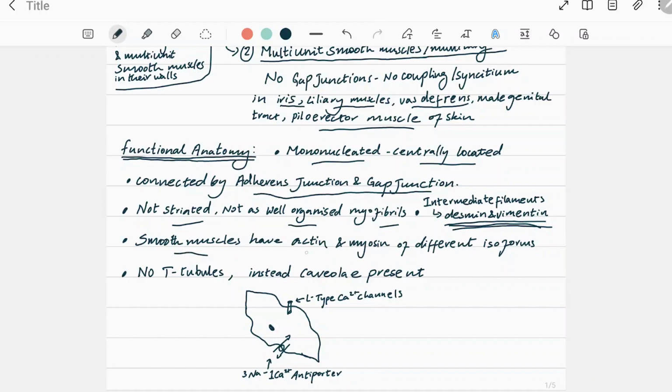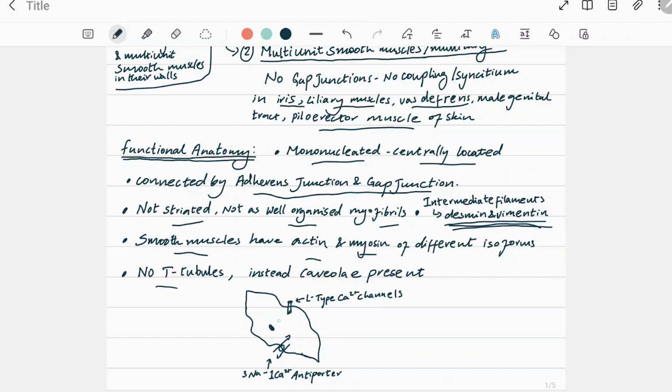So you have your smooth muscles, they have actin and myosin, but they are different from the actin and myosin isoforms of the skeletal and cardiac muscle. That means you have a different part of the DNA, a different gene that is coding for this myosin.